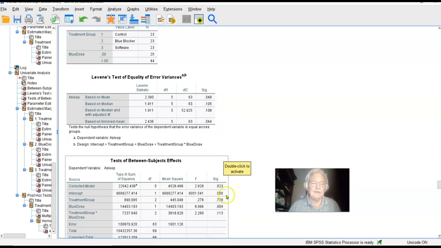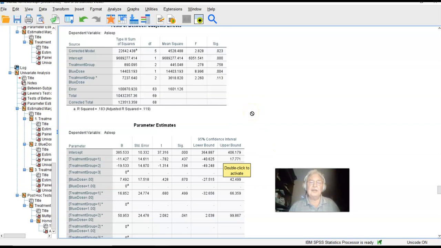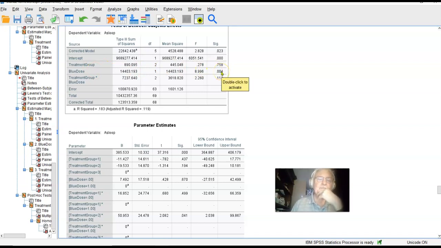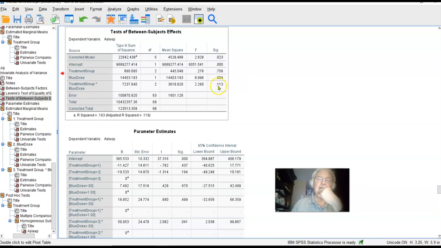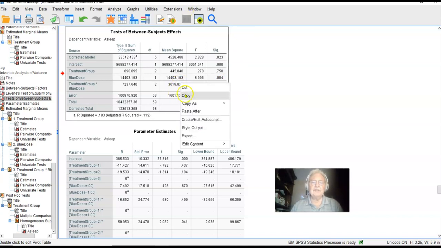All right. But let's just, for the moment, assume that the variances are okay. And we see here again that blue dose is an effective variable. So there's a main effect between high dose and low dose. So that carries over. Still no difference in the treatment, and the treatment by blue dose is not significant. But let's go ahead and copy this into our Excel file.